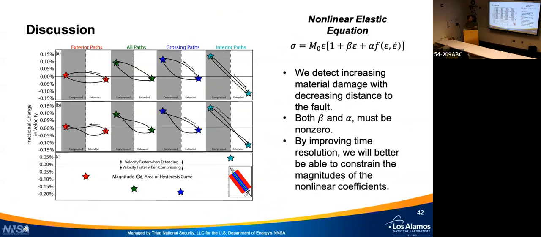And so I tried to look for examples in the laboratory to try to interpret this, but these are the observations. We know that beta and alpha must be non-zero because if they're both zeros, I showed before, we just have a horizontal line. And ultimately, the goal is to improve the time resolution so that we can literally trace at each cycle, but that's hard to do in the Earth right now.